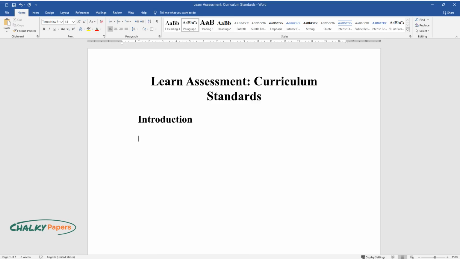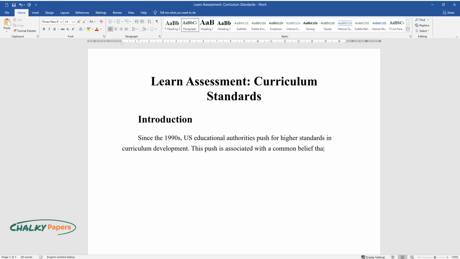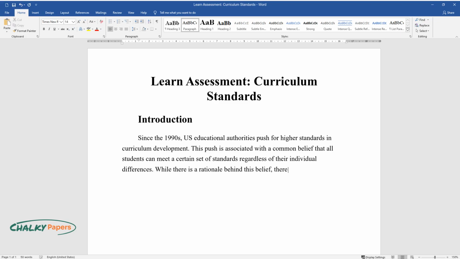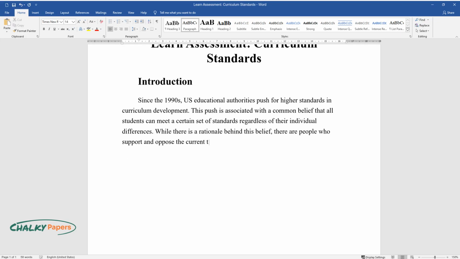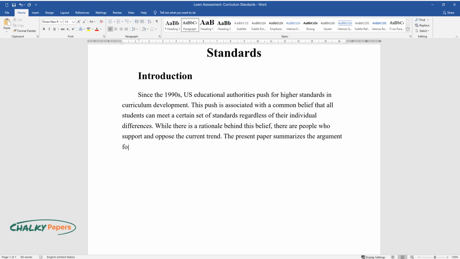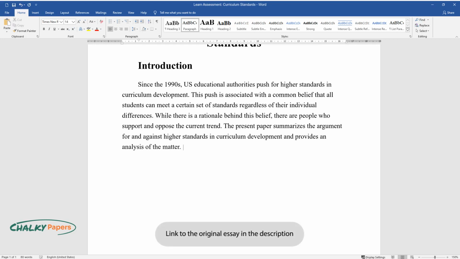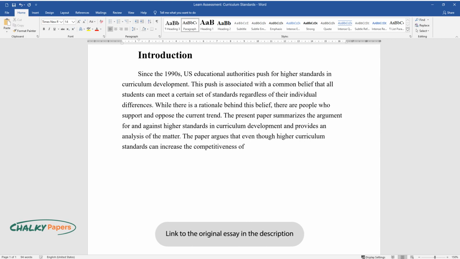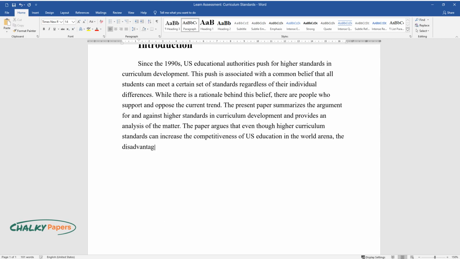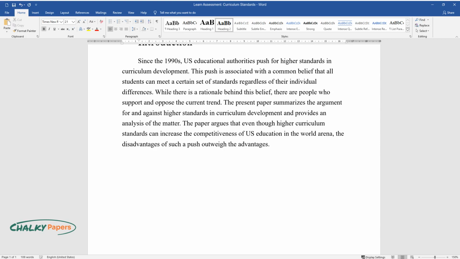Introduction. Since the 1990s, U.S. educational authorities push for higher standards in curriculum development. This push is associated with a common belief that all students can meet a certain set of standards regardless of their individual differences. While there is a rationale behind this belief, there are people who support and oppose the current trend. The present paper summarizes the argument for and against higher standards in curriculum development and provides an analysis of the matter. The paper argues that even though higher curriculum standards can increase the competitiveness of U.S. education in the world arena, the disadvantages of such a push outweigh the advantages.